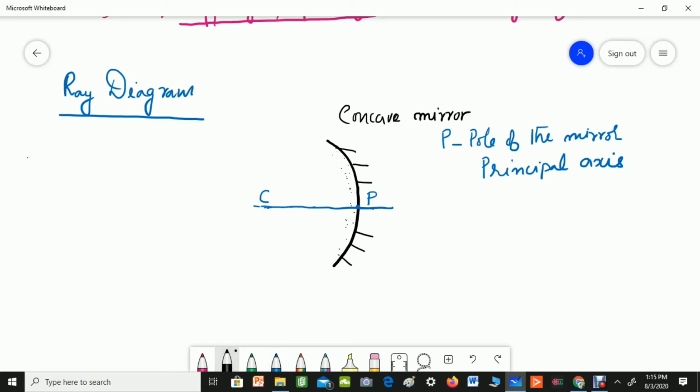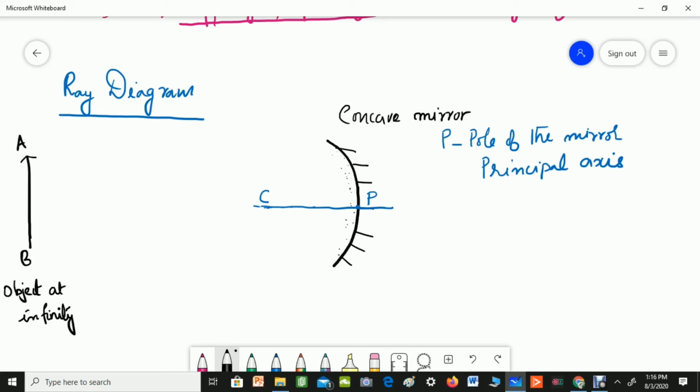So this straight line represents the object. Okay, I'm giving the name AB. Now the object is at infinite distance. Object at infinity, which means the object is placed far away from the mirror. That is the meaning.